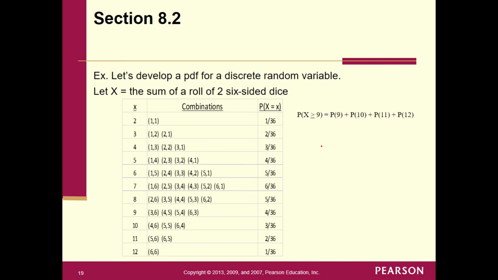How about greater than? Here I put greater than or equal to. So let's see, we got the equal sign. We have to include the 9. So now we have 4 out of 36, 3 out of 36, 2 out of 36, 1 out of 36. We have to add those up, okay? And we get 10 out of 36 now for that one.